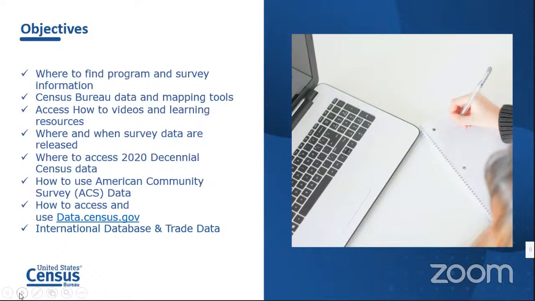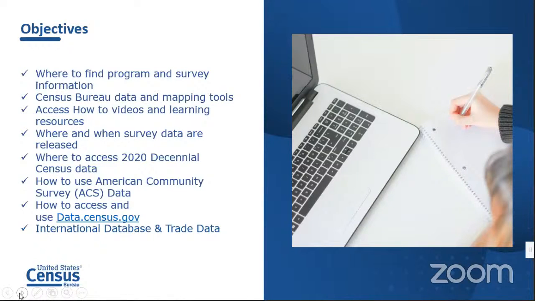Our objectives for today are to show you where you can find program or survey information. Programs, we're looking at the economic programs, and survey information, you're looking at things like ACS, the American Community Survey. We're going to look at the data extraction tool, and again, if time allows, I can show you a mapping tool that is not within the data.census.gov tool. How to access videos and learning resources.